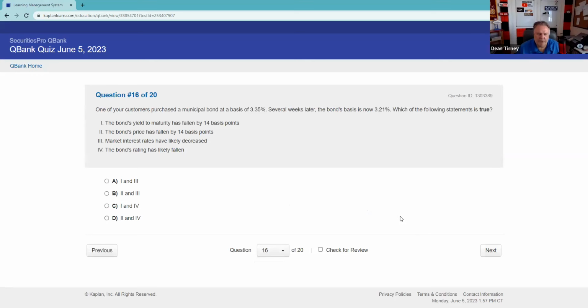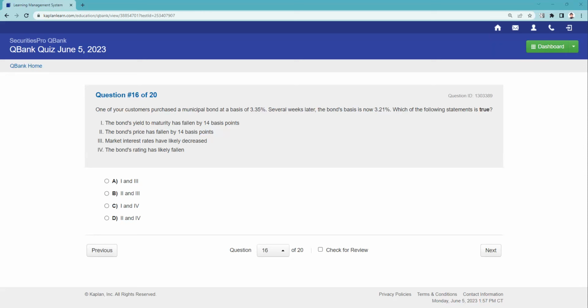16, one of your customers purchased a muni bond with a basis yield to maturity. Basis is the fancy word for yield to maturity. Several weeks later, the bond's basis is now 3.21. So the yield to maturity has gone down. Which of the following statements is true?